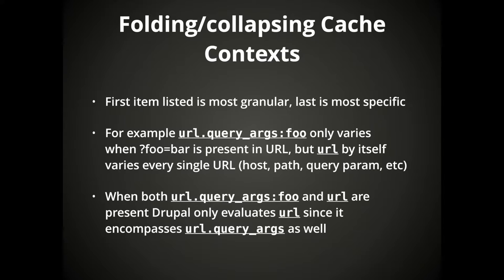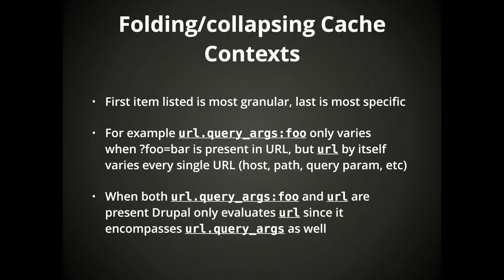The first thing you want to look at when you look at one of those cache contexts, if you say like url.query_args, the first item is going to cause the most granular amount of caching. If you use that, it's going to put the most variations in your cache. And the last option, the farthest on the right, is going to be the most specific option, which will cause the fewest variations in your caching. An example of that would be if you had url.query_args and you're looking for a foo parameter in your arguments. If you use that, you're only going to have two variations, whether or not the foo is present. Well, I guess you could have variations based on the value of foo.